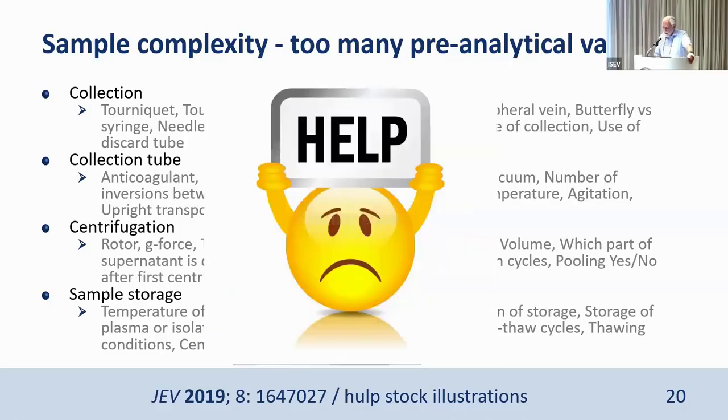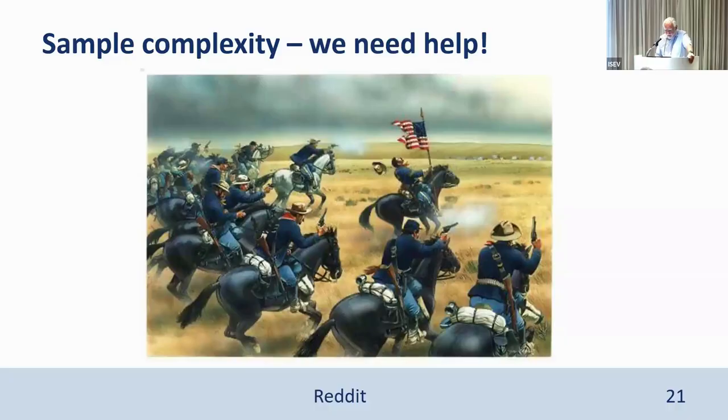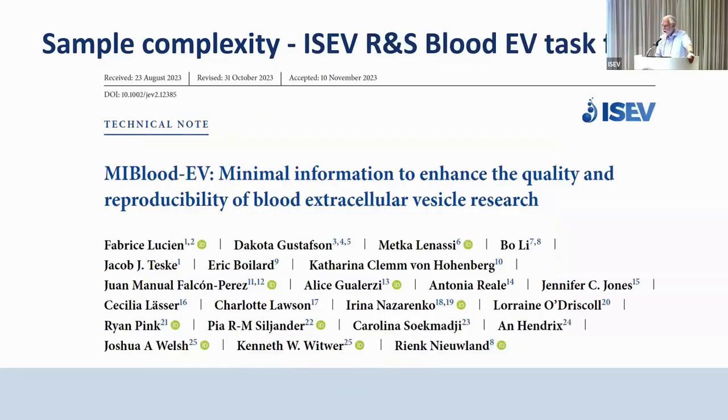So at that moment, it's time to look for help. Actually, it resembles me a bit, to be honest, if I look at this. But so we need help, and this is where I think the cavalry comes in. It's always a bit late, as you know. But the cavalry in this case is, I think, the ISEV Rigor and Standardization Blood EV Task Force. So this is the paper they published last year, MIBlood EV, Minimal Information to Enhance the Quality and Reproducibility of Blood Extracellular Vesicle Research.